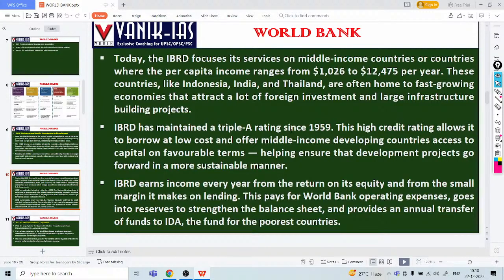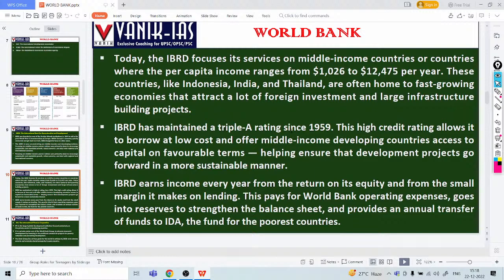Middle income countries are those where the per capita income ranges between 1,026 and 12,475 per year. These countries, like Indonesia, India, and Thailand, are often home to fast growing economies that attract a lot of foreign investment and large infrastructure building projects that need funds. And that financial assistance to create these infrastructures is provided by IBRD.